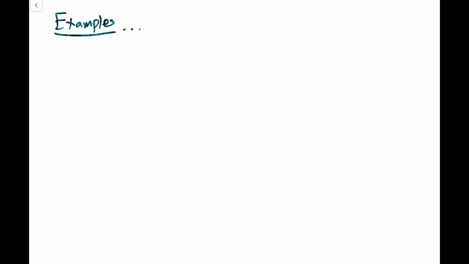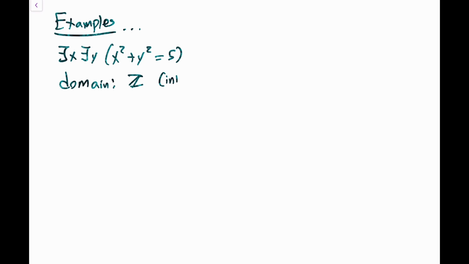So let's say we have something like: there exists an x such that there exists a y, x squared plus y squared is equal to 5. But this time the domain is restricted to the integers. So the question is, is this true as a proposition, or is it false as a proposition?